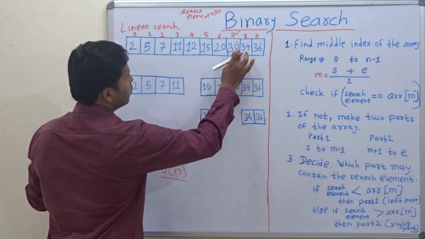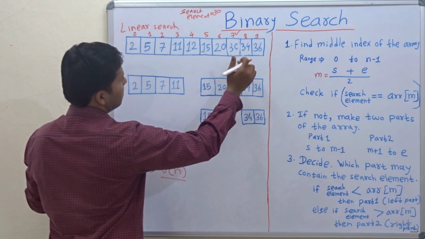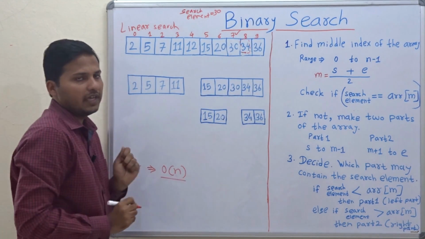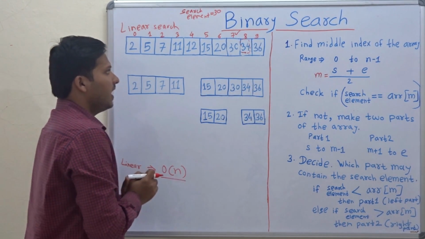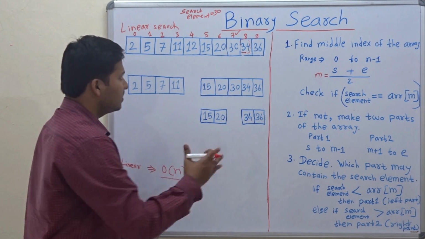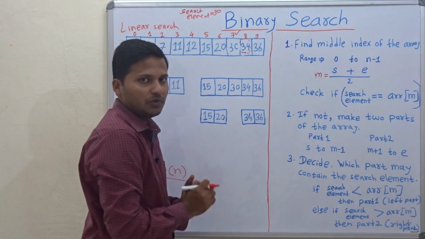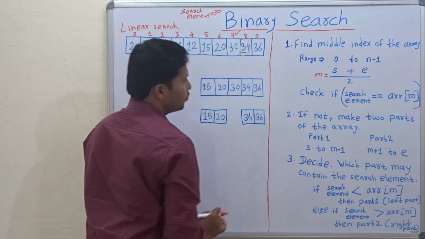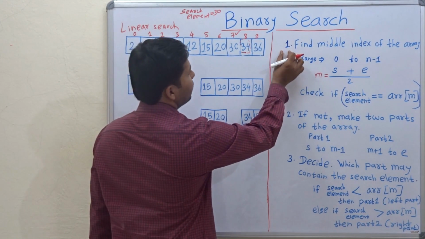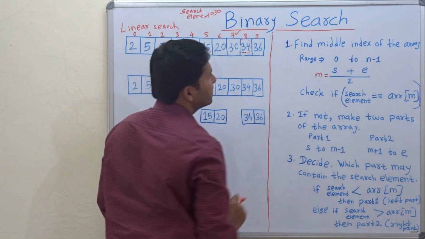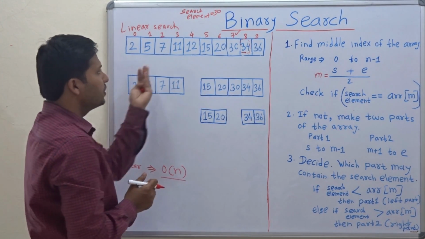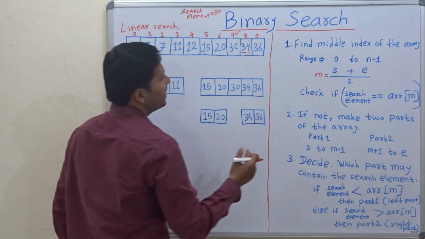Now suppose you want to search 34 in the array. Okay, so we will see another efficient search algorithm to find 34. The other algorithm is the binary search algorithm, and these are the steps to follow for binary search. The first step is to find the middle index of the array. So this is the array and you are going to find the middle index. So how to find it?